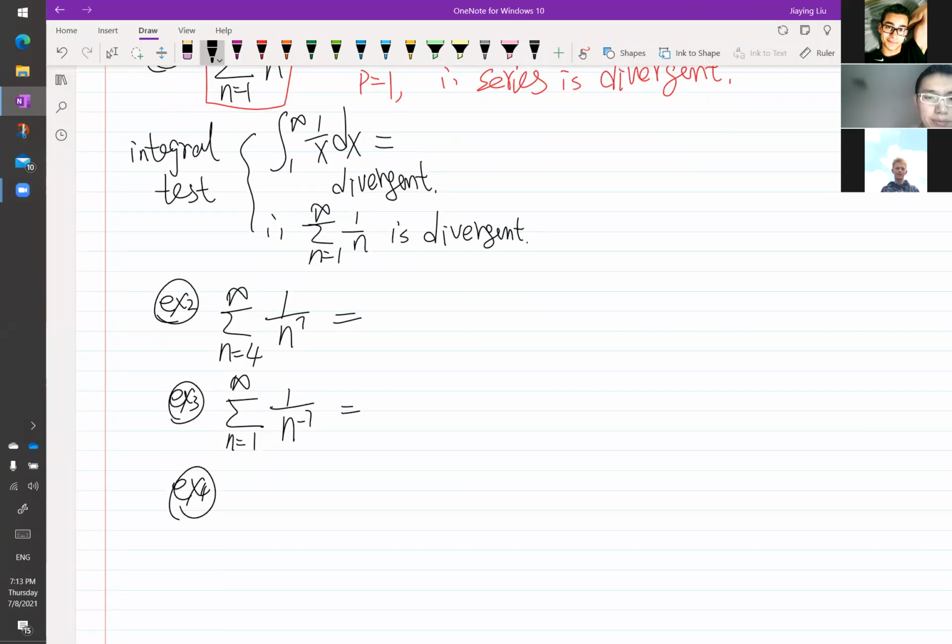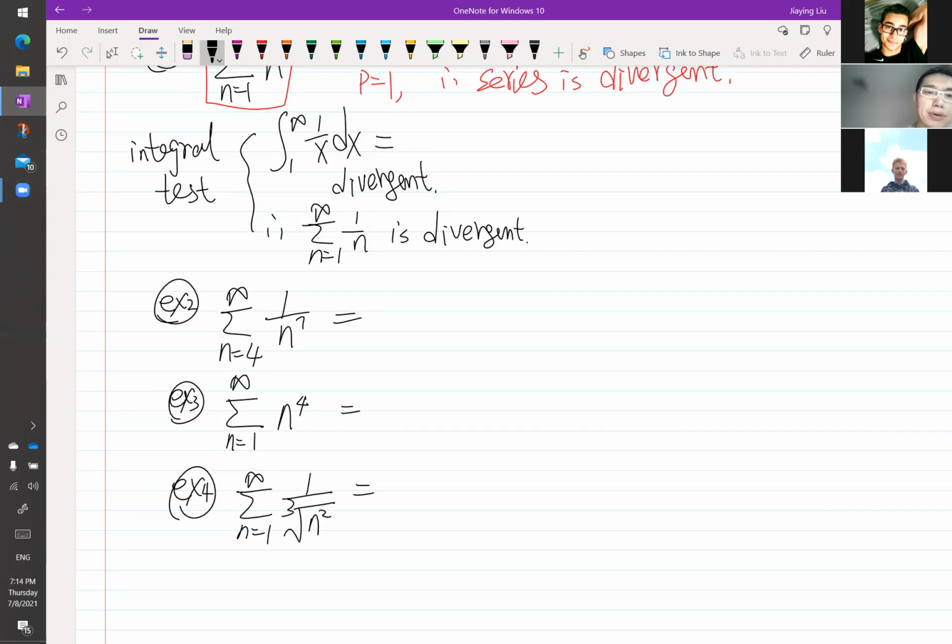And example 4. Series n from 1 to infinity of... maybe that's just too easy. How about let's replace this one? I'll just say n to the 4th power. Some of them you can just see immediately, right? And how about this one? 1 over the cube root of n squared. Right? So let's just look at those ones.